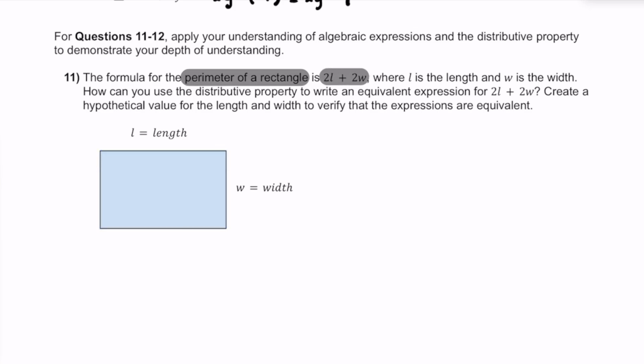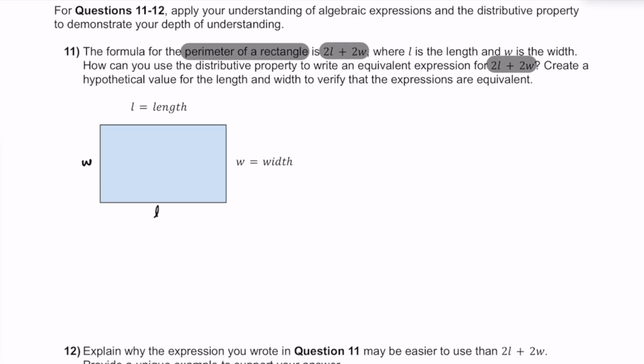Hopefully that makes sense because we have a length on top, we also have a length on bottom, and we have a width on the left side as well as the right side. So there's two L's and two W's. L is going to be the length, W is going to be the width. How can we use the distributive property to write an expression that's equivalent for this 2L plus 2W? Okay, so let's create a hypothetical value as well for the length and width to verify that it is the same. So it says, how can we use the distributive property?